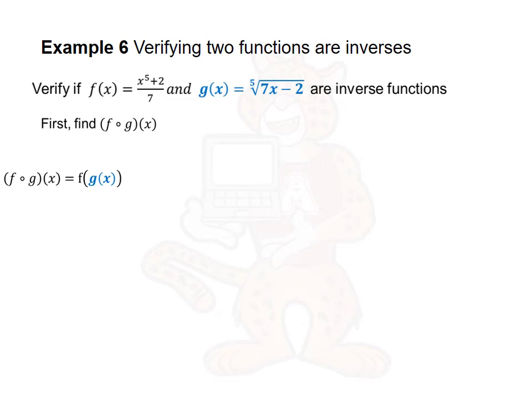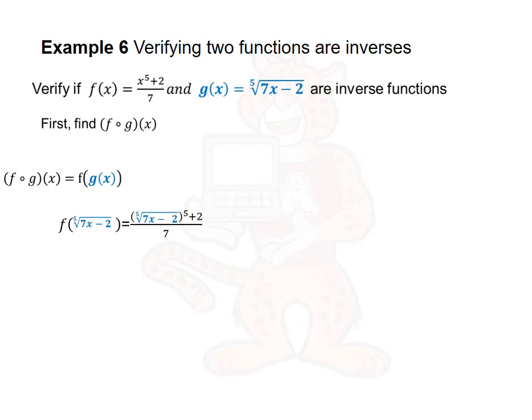So again, my input into the function f is going to be the function g of x, that is defined as the fifth root of 7x minus 2. So this is going to be the value of x in the function f. So in here we're going to replace: I have f of x equals (x to the fifth power plus 2) over 7. In this parenthesis, I'm going to input the g of x function, that is the fifth root of 7x minus 2. I replace it on both sides.